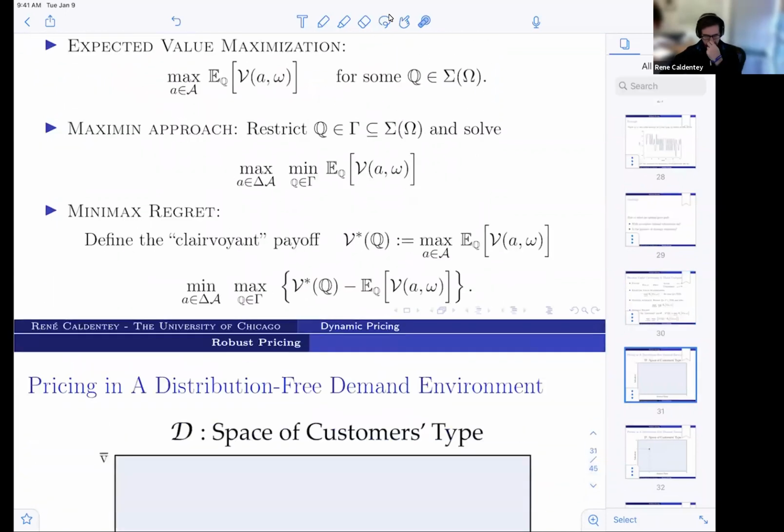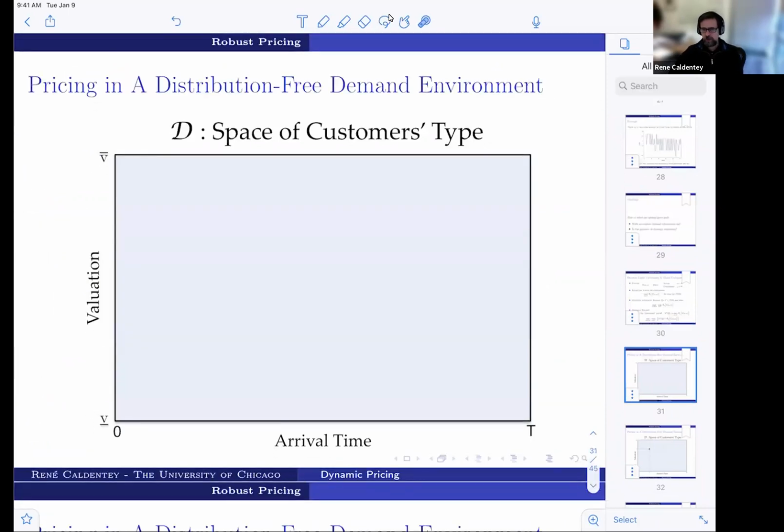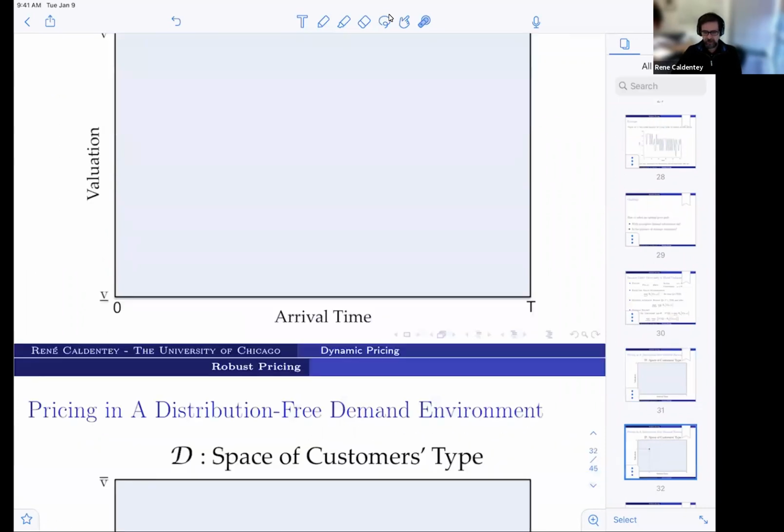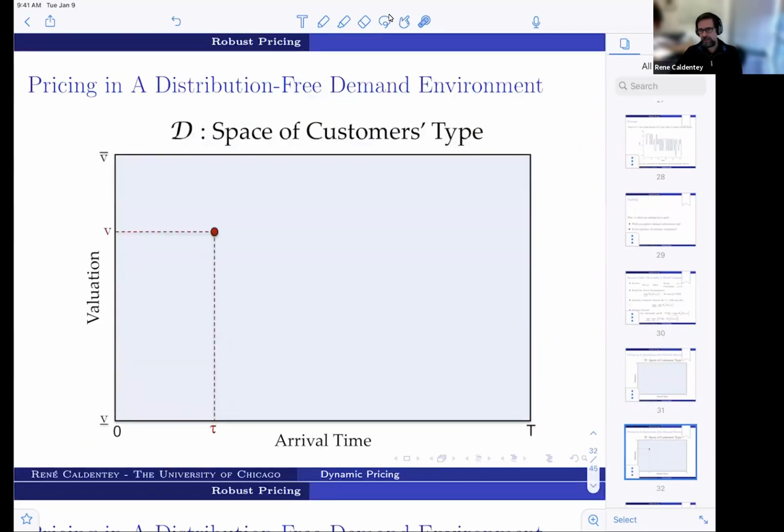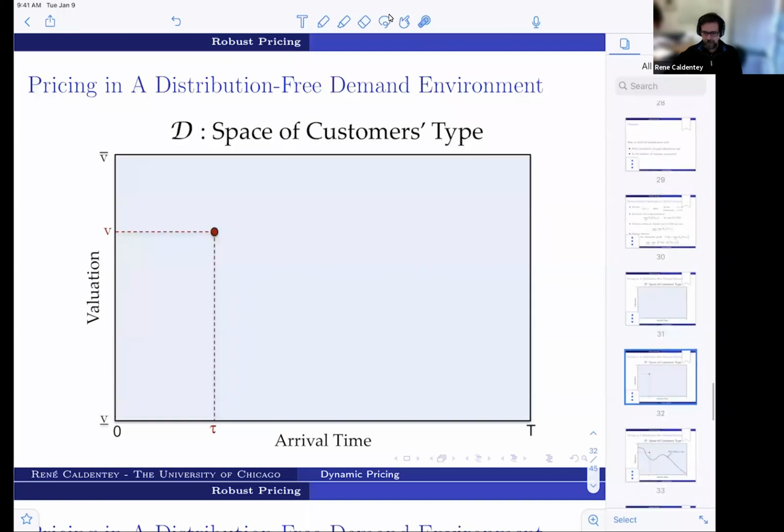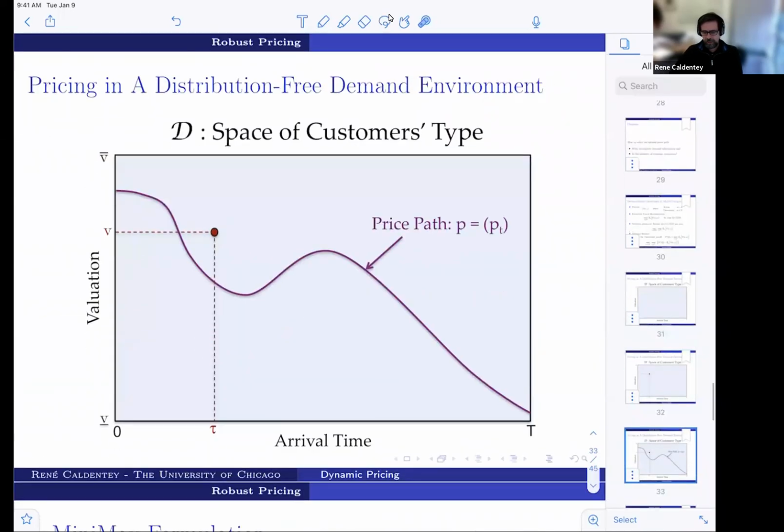And so what happens now? Take a customer. What is a customer in this world? A customer is going to be someone who arrives at some moment in time and has a certain valuation for the product. So a customer is some sort of a dot in this space. That's a customer: arrives at time tau with a valuation phi. Now what the company wants to do is to put a price trajectory, so how the price should look over time. And so what's going to happen with this customer?